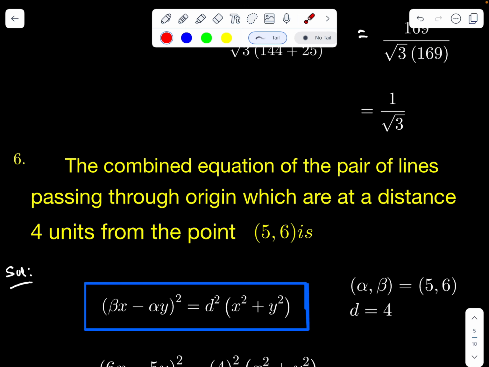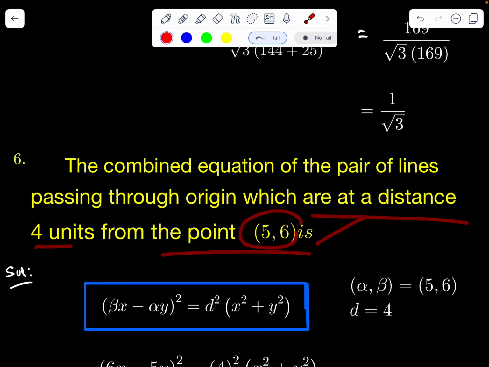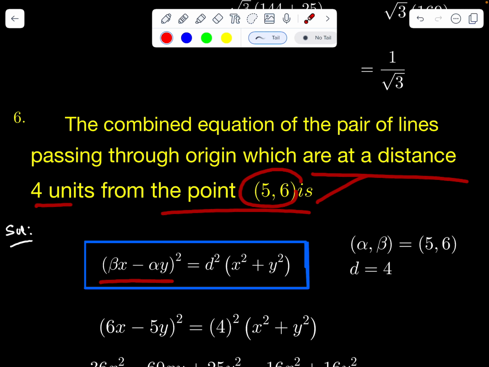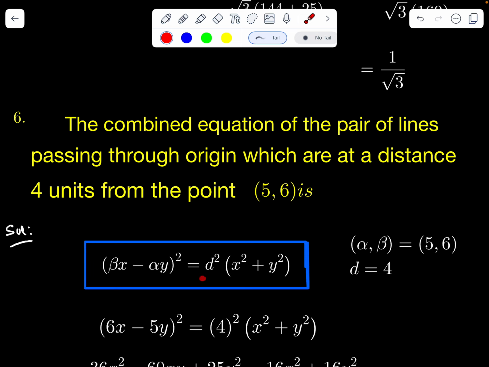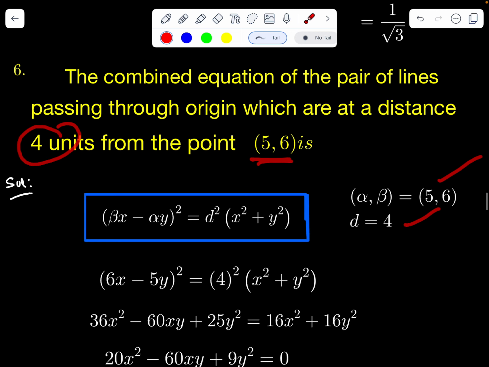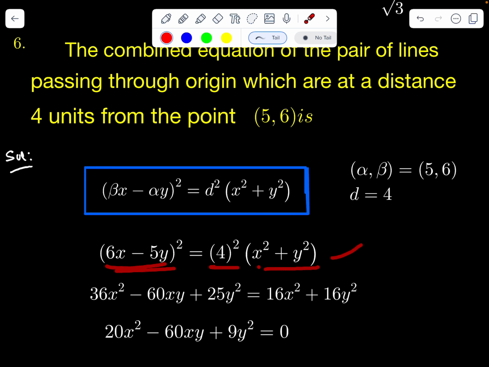Next sum. The combined equation of the pair of lines passing through the origin which are at a distance 4 units from the point 5, 6 is. Here the formula is beta x minus alpha y whole square is equal to d square into x square plus y square. The value of alpha, beta is equal to 5, 6 and the distance is equal to 4. Therefore, 6x minus 5y whole square is equal to 4 square into x square plus y square.